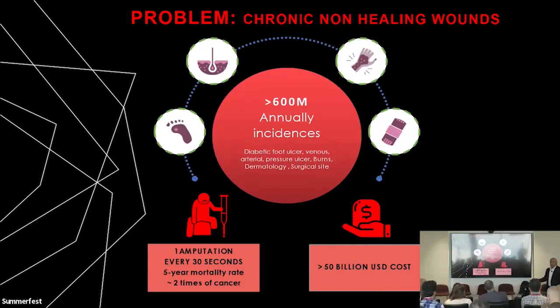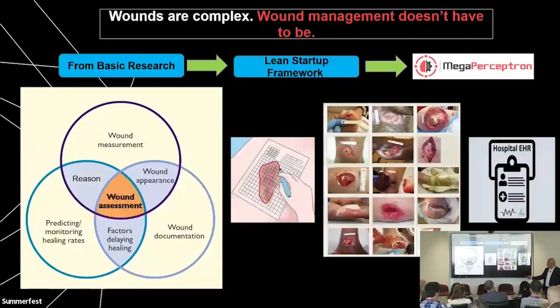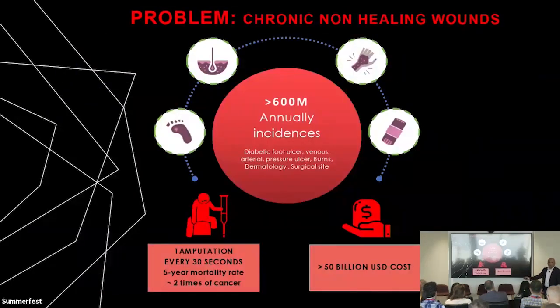So there are close to 600 million annual cases of acute as well as chronic wounds in the US, which burdens our healthcare system by close to $20 billion. And on top of that, think about diabetic foot ulcers, individuals moving forward with amputations, and amputations happen every 30 seconds in the US, and that becomes again a huge economic burden as well.